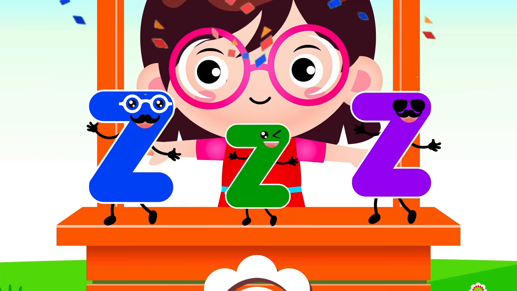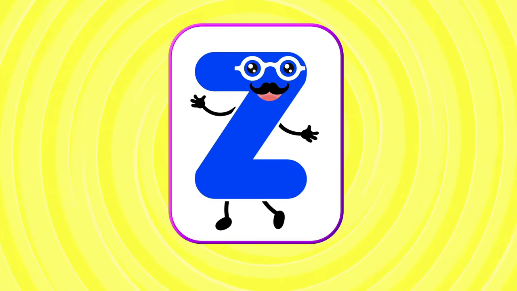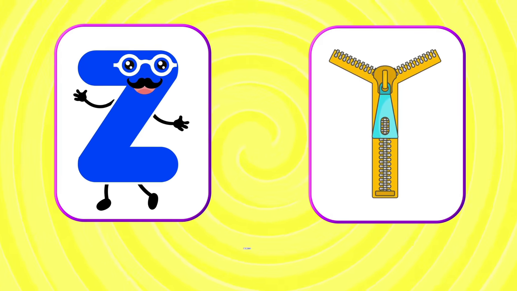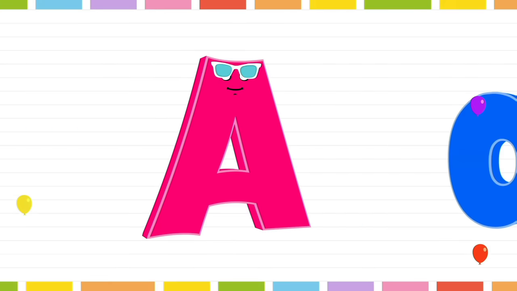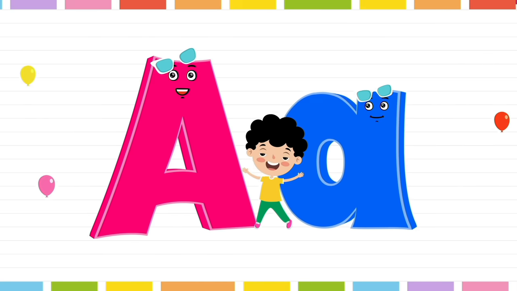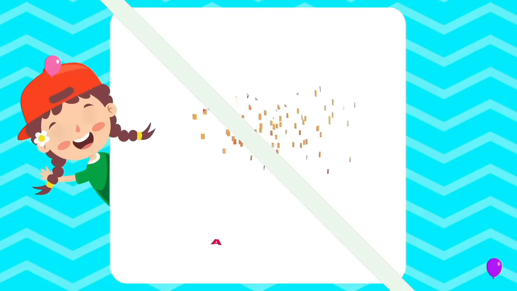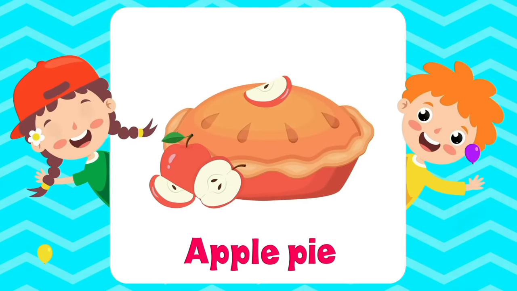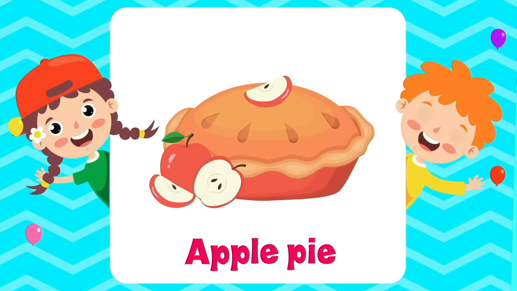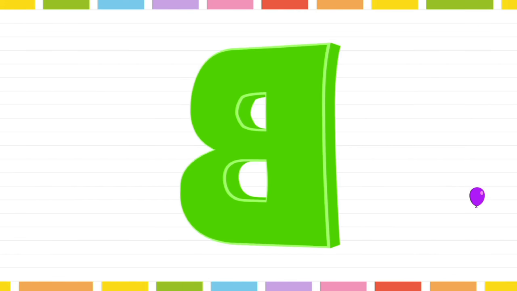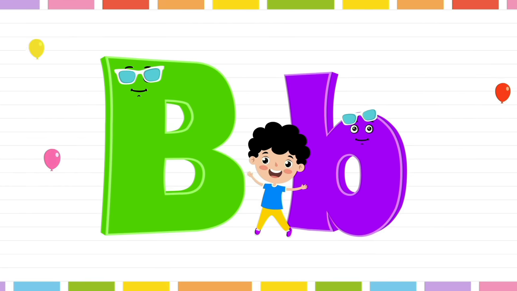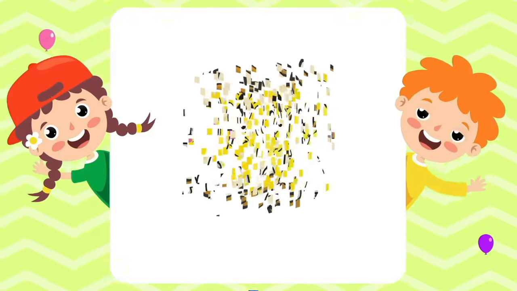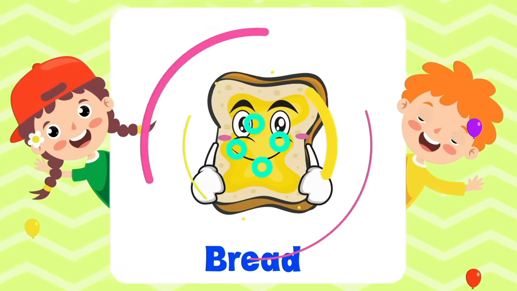Alphabet Z. Zipper. Z for zipper. A. Apple pie. A for apple pie. B. Bread. B for bread.